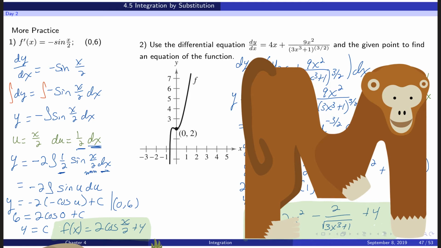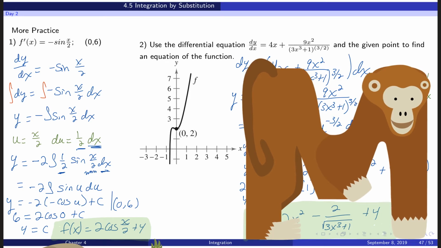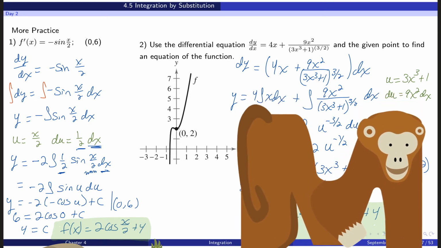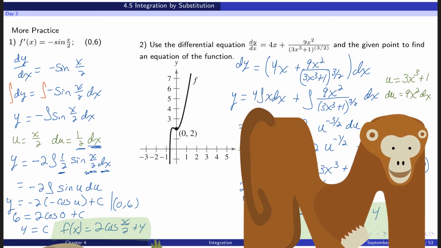All right, second question gives an awfully intimidating function here, and you're supposed to solve for y and also use the given picture and the point (0, 2) to figure out the particular solution for y. So hint number 1, separate the two functions, 4x and then the rational function, treat them separately.